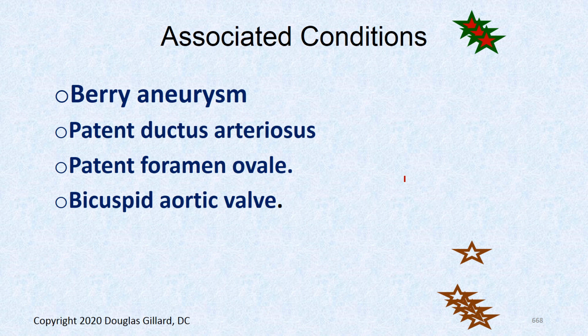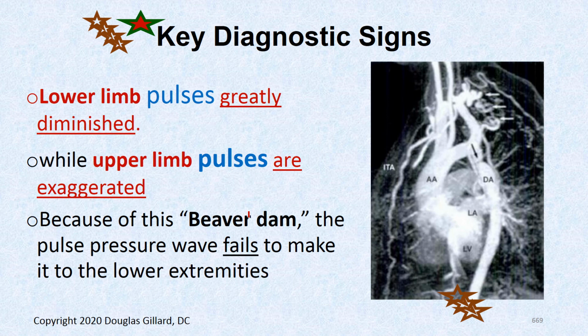There are associated conditions with this: the berry aneurysm, patent ductus arteriosus, patent foramen ovale. We'll talk about that either in embryology or in fifth quarter. The bifid aortic valve is always trouble. It always needs to be replaced by the time you get old. And the diagnostic signs, again: lower limb pulses super diminished, right, because of the beaver dam. Upper limb pulses super exaggerated because of the beaver dam.